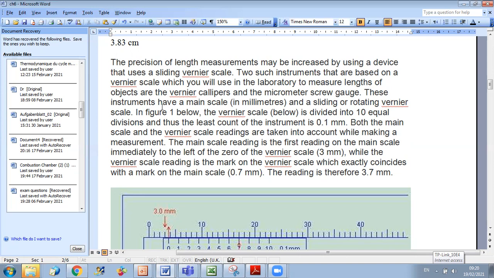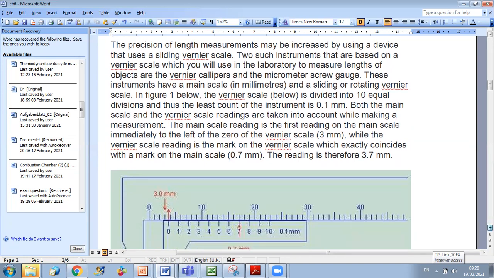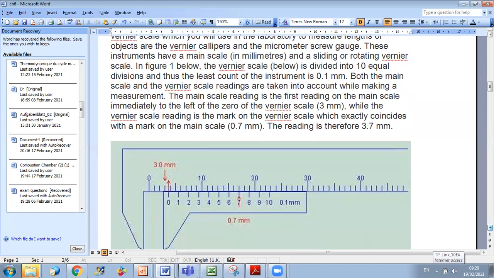These instruments have a main scale in millimeters and a sliding or rotating vernier scale. So we will see together both cases, the sliding scale and the rotating scale. In the figure below, for example, we can see the sliding scale. Now, the sliding scale can be divided into a certain number of divisions. And the higher the number of divisions, the higher the accuracy of the reading.